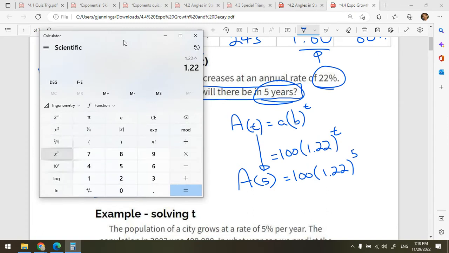1.22 raised to the power 5 equals, wow, there's going to be 2.7 times as many frogs. Then I multiply by the initial amount, 100 equals, oh, wow, there will be 270 frogs.